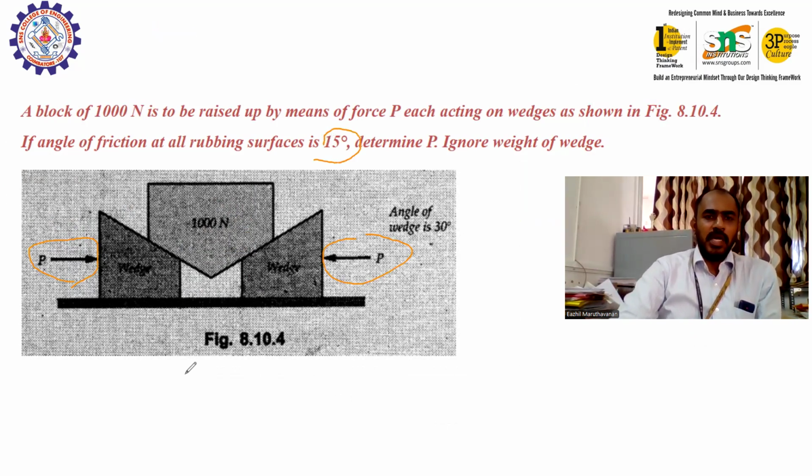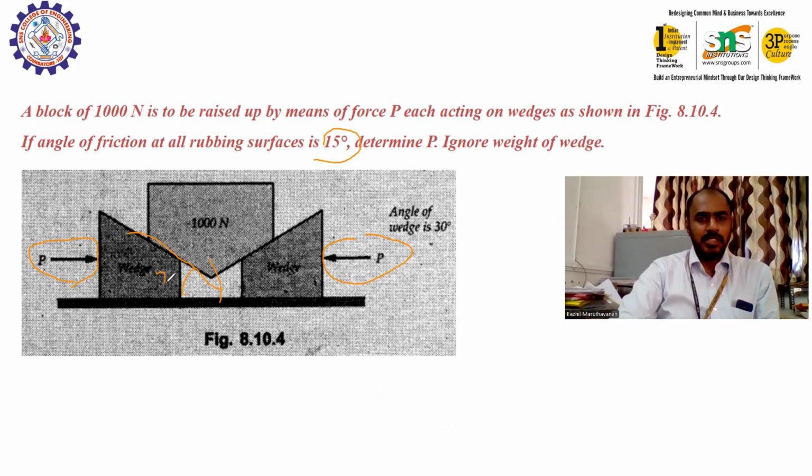For this condition, we can neglect the weight of the wedge. The angle of the wedge is given as 30 degrees. This is the angle of the wedge, so at this point we can consider it as 30 degrees. When we try to solve the problem, first we have to draw the free body diagram. Then we have to identify the angles. Then we go for solving the problem.